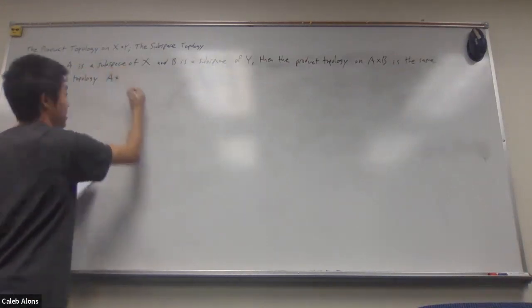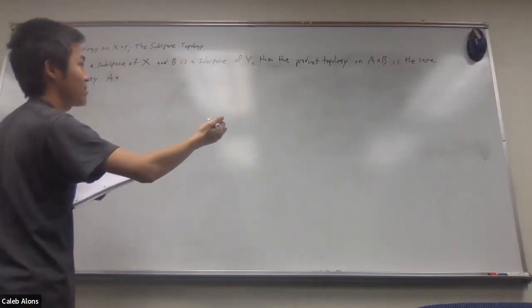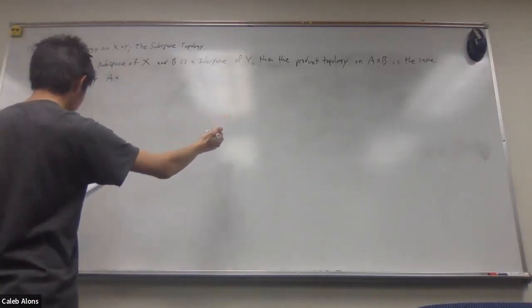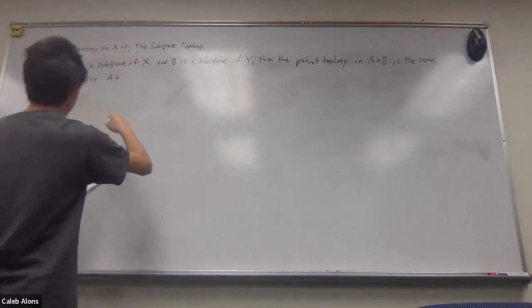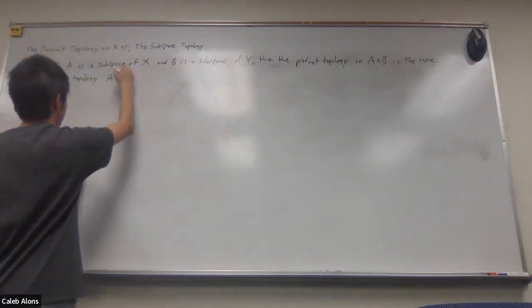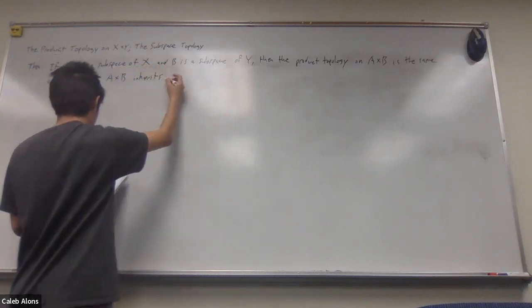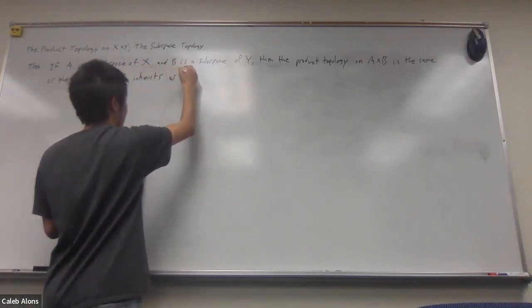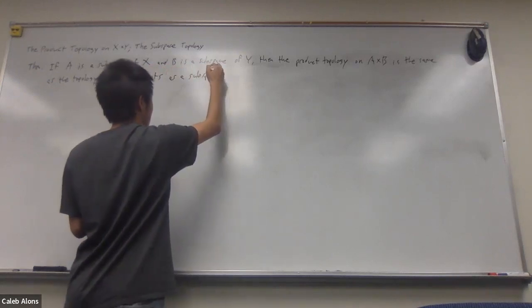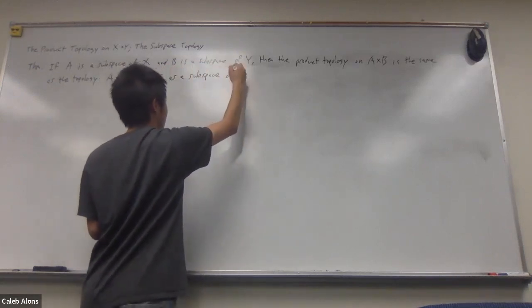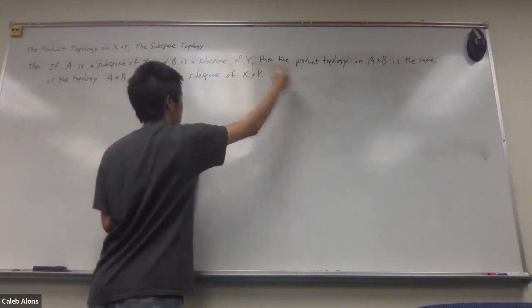Wait, hold on, is my grammar correct here? The product topology on A cross B is the same as the topology A cross B inherits as a subspace of the original product.